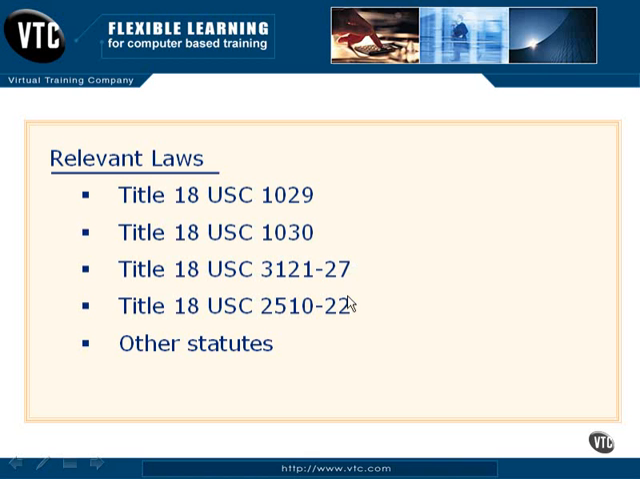Now 2510 through 2522 takes it in the exact opposite direction. We're not allowed to understand the contents of the message. We're not allowed to understand the external components of the message, whether that be who's communicating, when, how, and where they're communicating to. So basically, the 3121 and 2510 series overlap into each other and provide an overall definition of how you can and cannot interact with communication processes and contents.